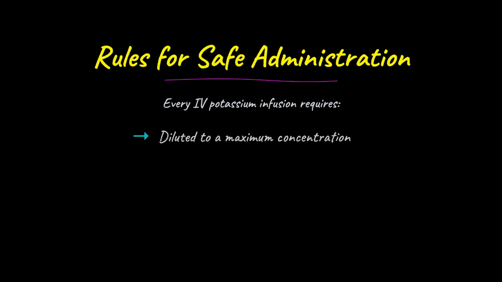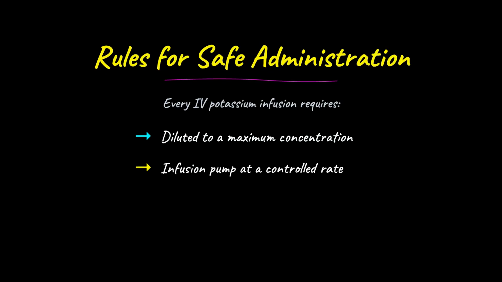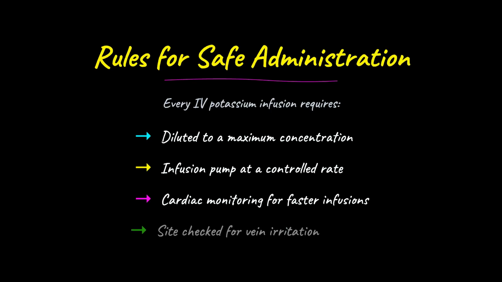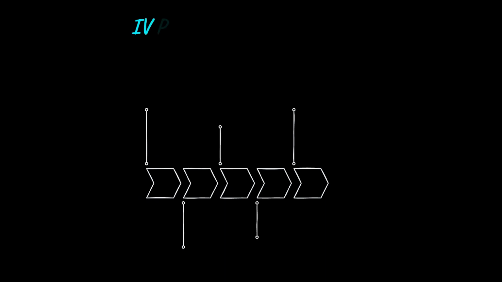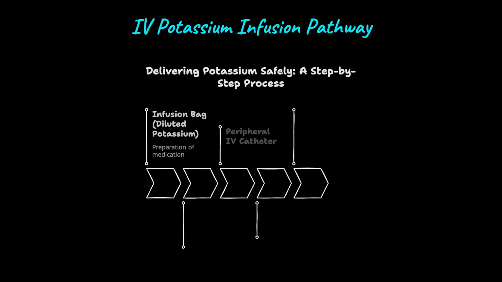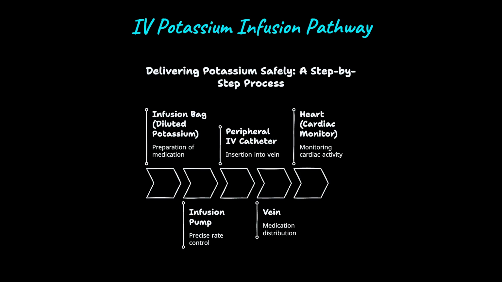Safe administration always includes dilution to a maximum concentration, delivery through an infusion pump at a controlled rate, cardiac monitoring during faster infusions, and checking the site for vein irritation, since potassium is a known irritant. Picture the pathway. Diluted potassium flows from the bag through a rate-limiting pump into a peripheral or central line and quickly reaches the heart, which is why monitoring and rate limits matter so much.